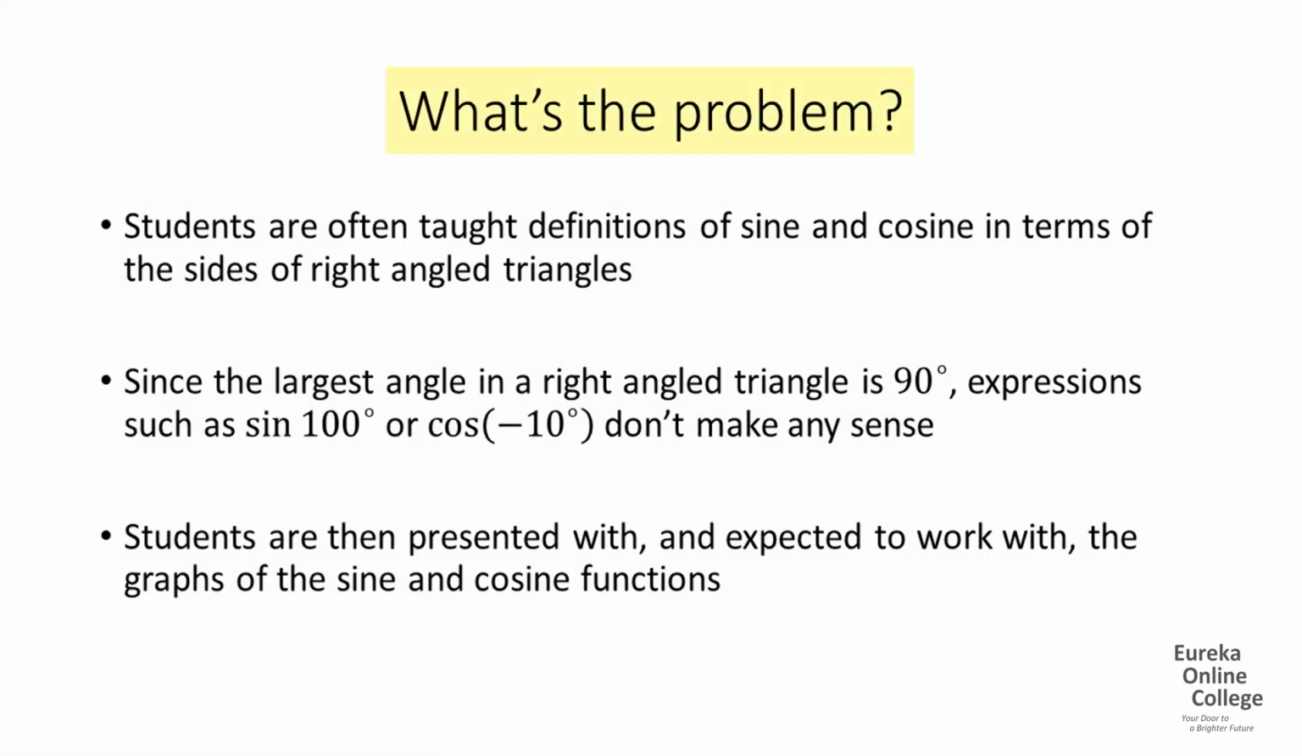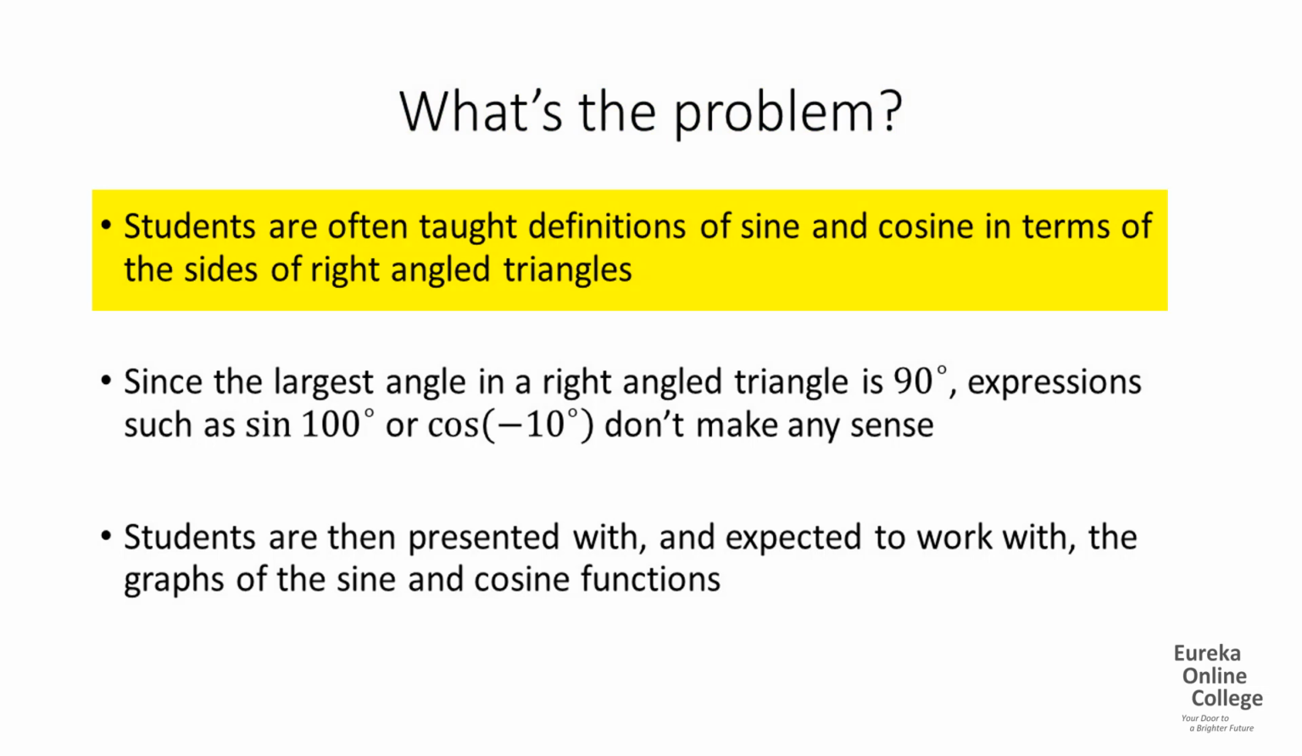Okay, so why do we need the unit circle at all? Because you might be thinking, well, we can just use the graph to solve trigonometric equations, and that is true. There are a few problems that students sometimes have with this. The main one being that they're taught definitions of sine and cosine in terms of right-angled triangles. So we're all used to SOHCAHTOA, sine is opposite over hypotenuse and all that.